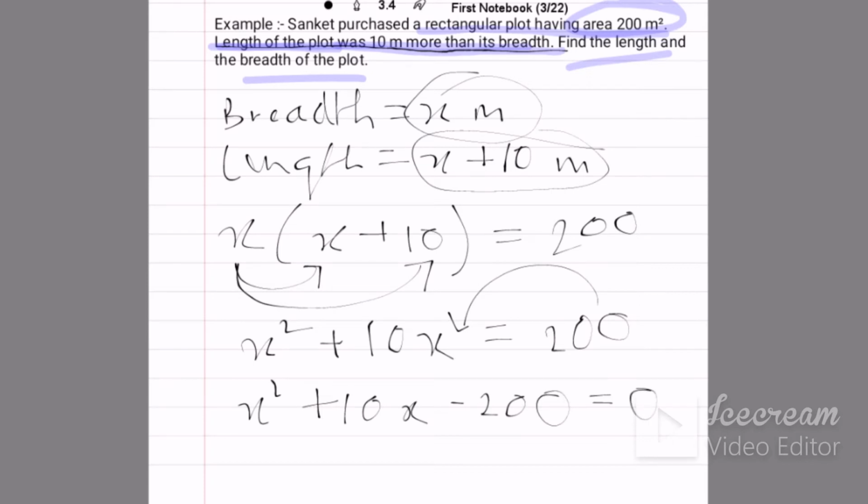Why 0? Because nothing is left here, right? If we take this 200 there, nothing will be left. This 200 is plus, and after coming here it becomes minus. So this is the equation which we get. Now this is a quadratic equation because it has the highest degree 2. So this is the basic definition of a quadratic equation, and next we are going to see the general form or the standard form of a quadratic equation, right? So let's move ahead.